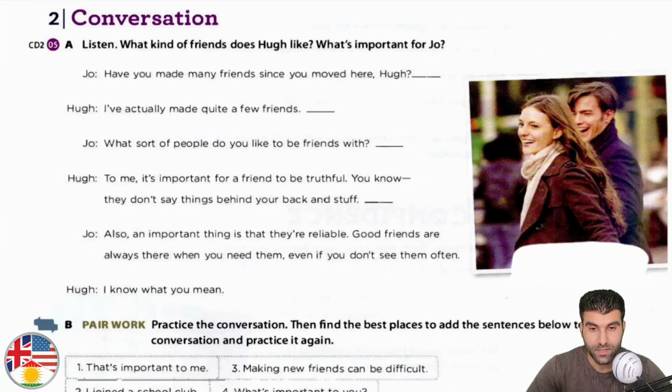Okay guys, now it's time to look at the conversation section and listen to Joe and Hugh. So the conversation section tells us: listen, what kind of friends does Hugh like?